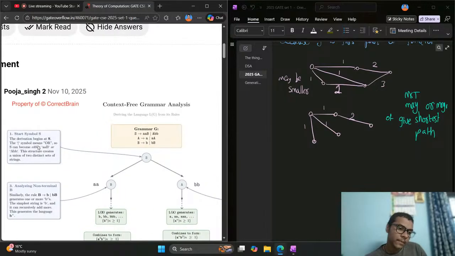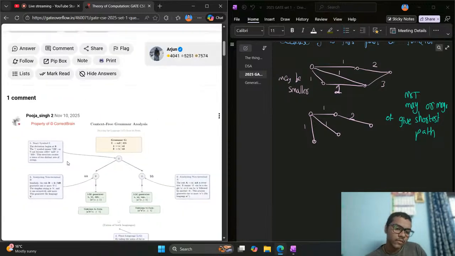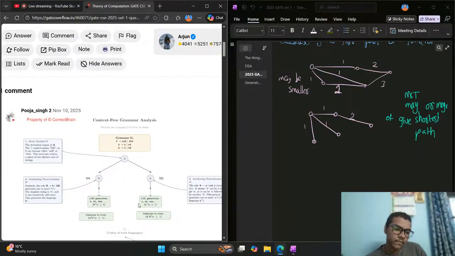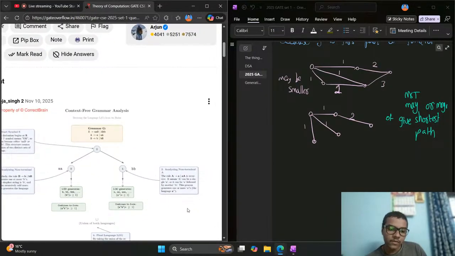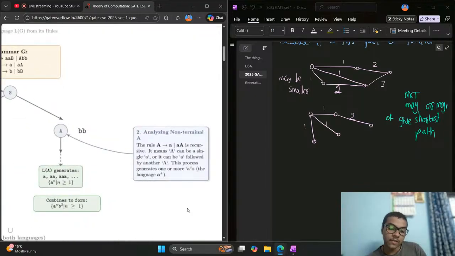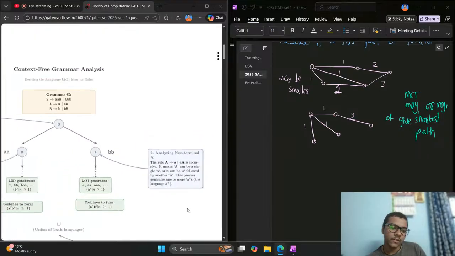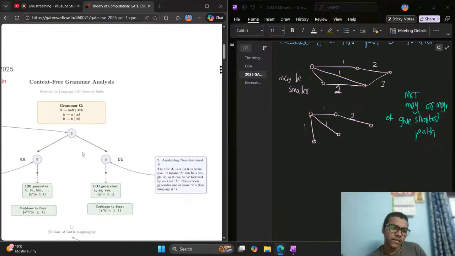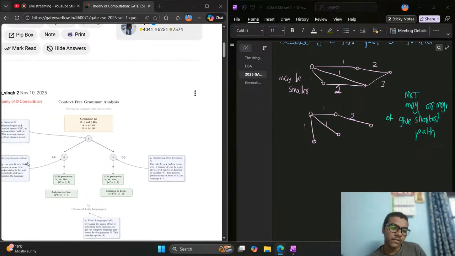The derivation begins at the start symbol S. The symbol means or. So S can become either AB or ABB. The structure creates a union of two distinct sets of strings. The A rule is recursive. It means A can be a single a, or it can be a followed by another A. This process generates one or more a's, the a-star way. Okay, that makes sense. This is recursive.